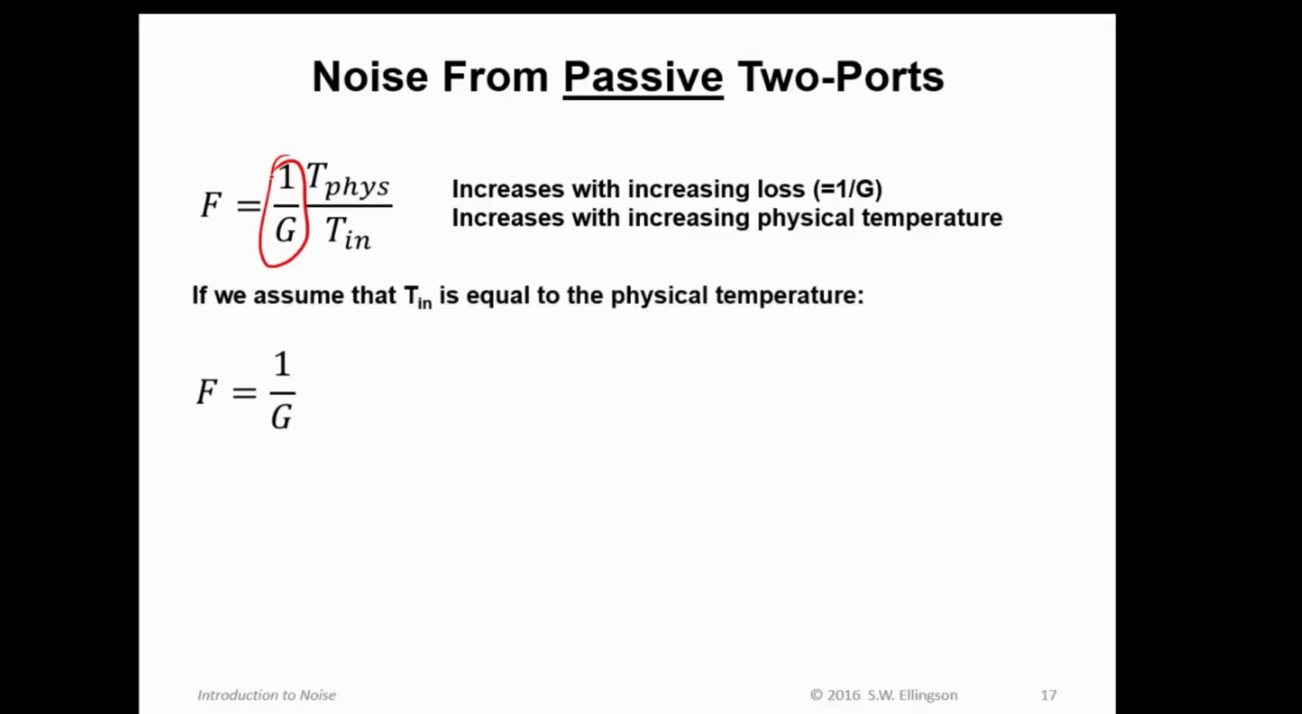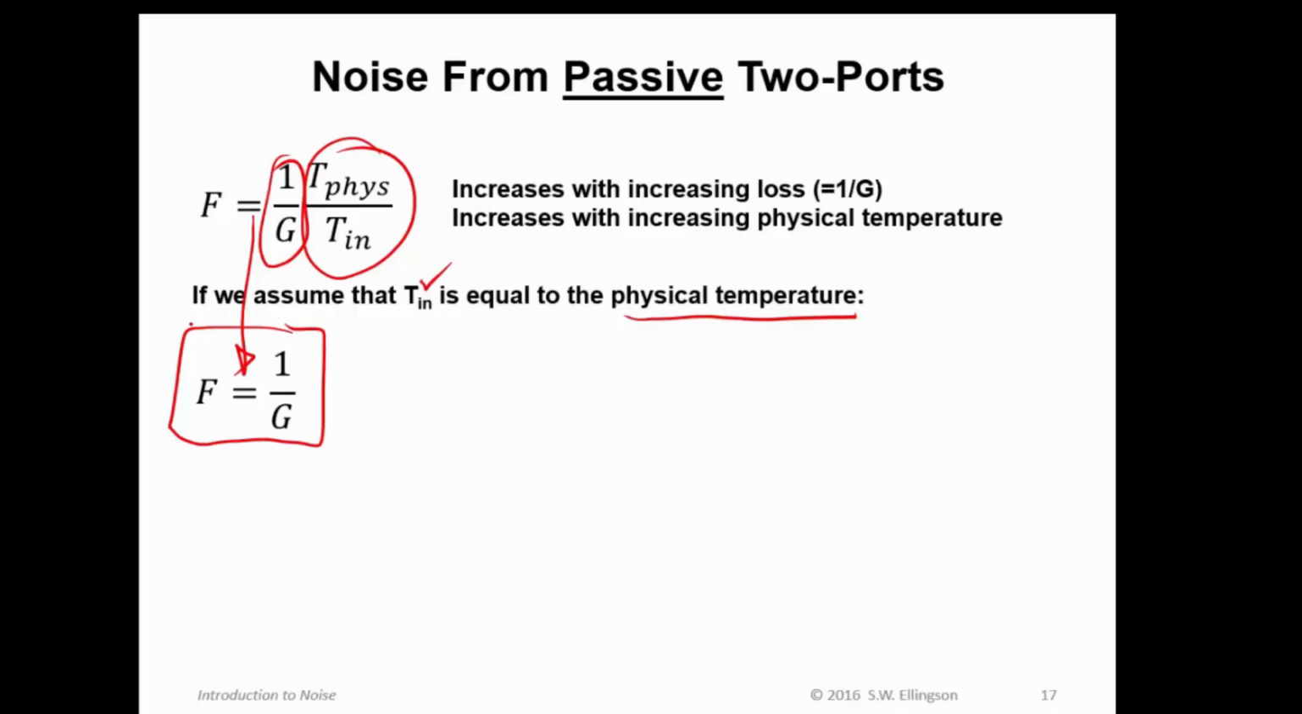Now here's an idea which is important to note because it's so often used. If we assume that the applied input noise is equal to the physical temperature, which by the way it will be if everything is passive and at the same temperature, in other words in thermodynamic equilibrium, then T phys over Tn are equal. And if they're equal, then this expression just becomes 1 over gain. Now this is the equation which is most often simply shown when discussing the noise factor or noise figure of passive 2-ports. It's simply said to be 1 over gain.